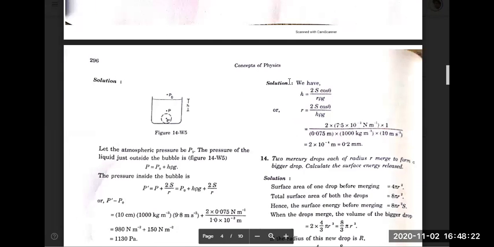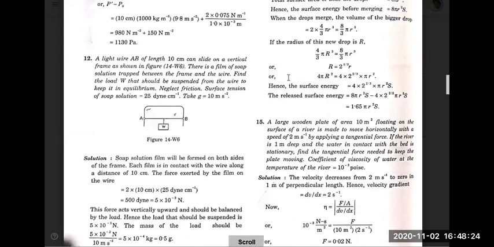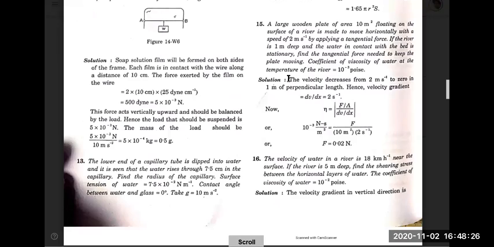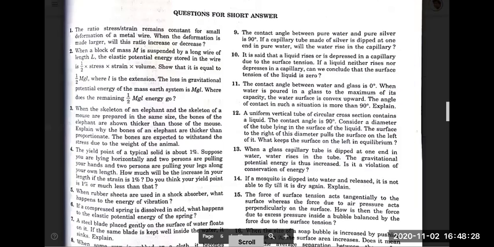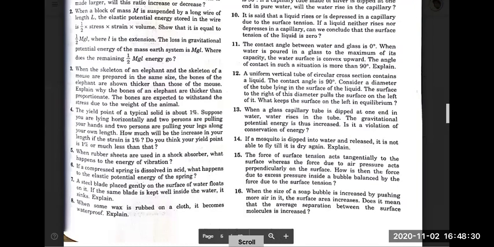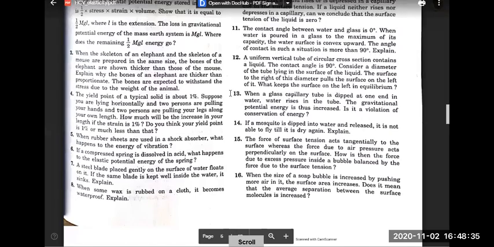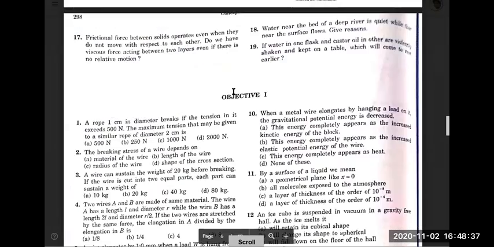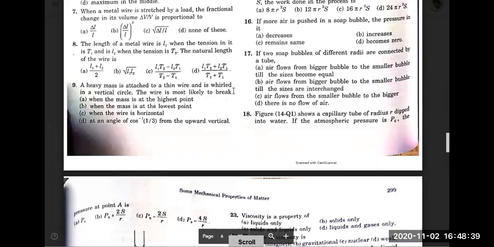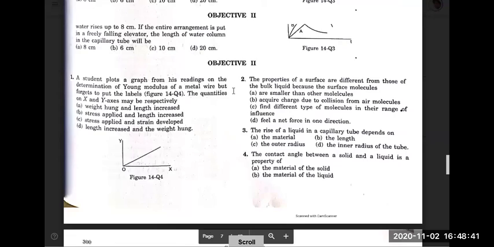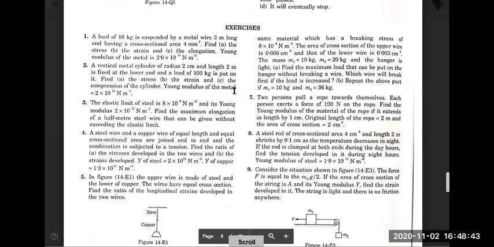Yes or no? Tell me. Except for the surface tension, because we haven't studied that topic yet. But apart from that, all of the examples you could have solved. Yes or no? Guys, objective 1, objective 2, you have to solve. We will discuss it someday at once.